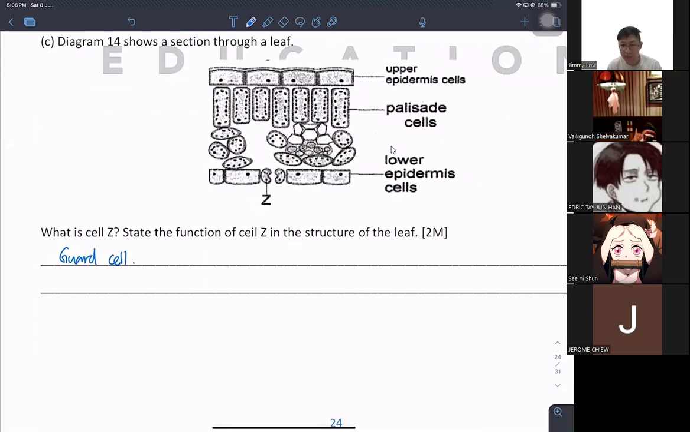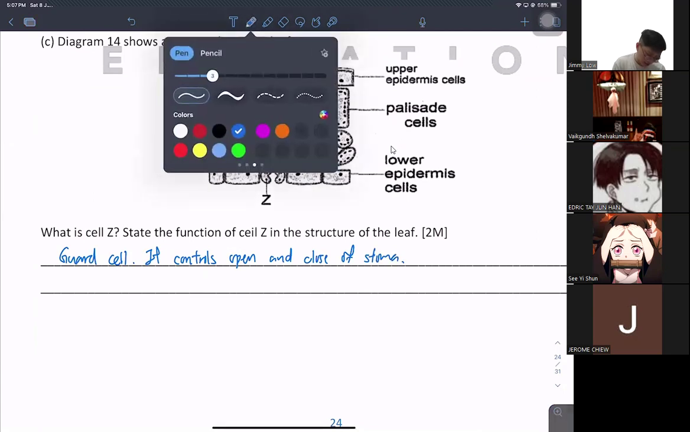What is the function of guard cell? Guard cell is controlling the hole to open and close. It controls the opening and closing of stoma. So you see, it's not tough at all actually.